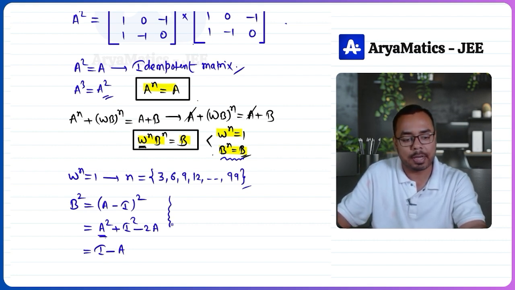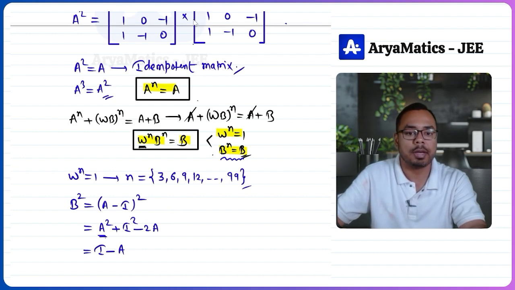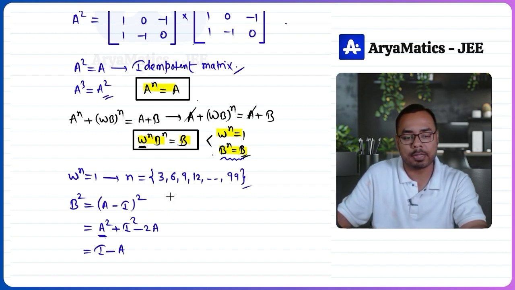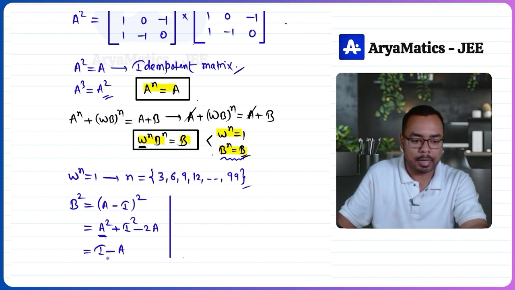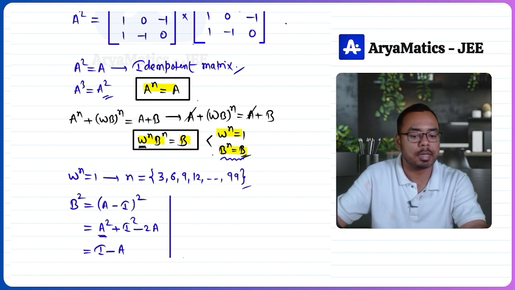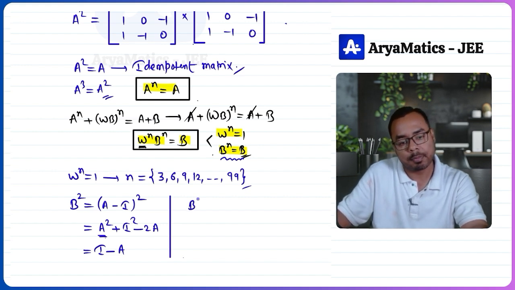So this will mean that B square is nothing but the negative of matrix B, right? B square is I minus A, and matrix B was A minus I. So this means B square is minus B. Now, how to use this relation?